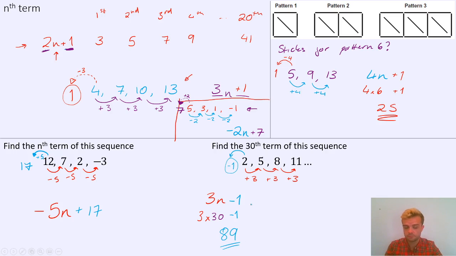That's nth term. That's it. Yeah, that's nth term. I hope that helps.